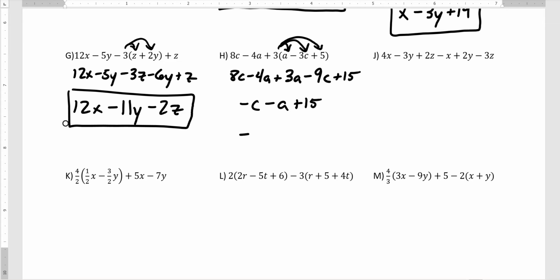And if you wanted to put it in alphabetical order, you could. Definitely don't need to, though. So we have negative a minus c plus 15. That'd be our simplified form there.